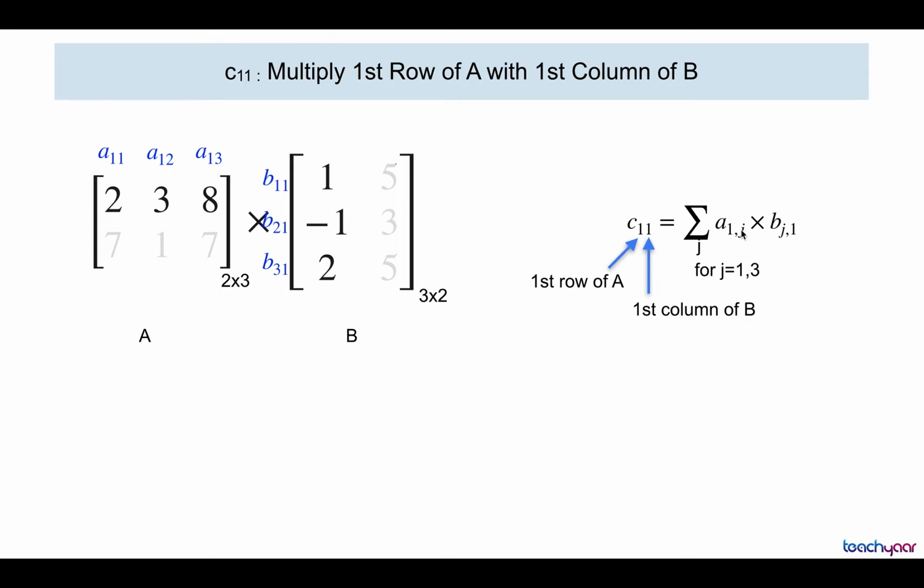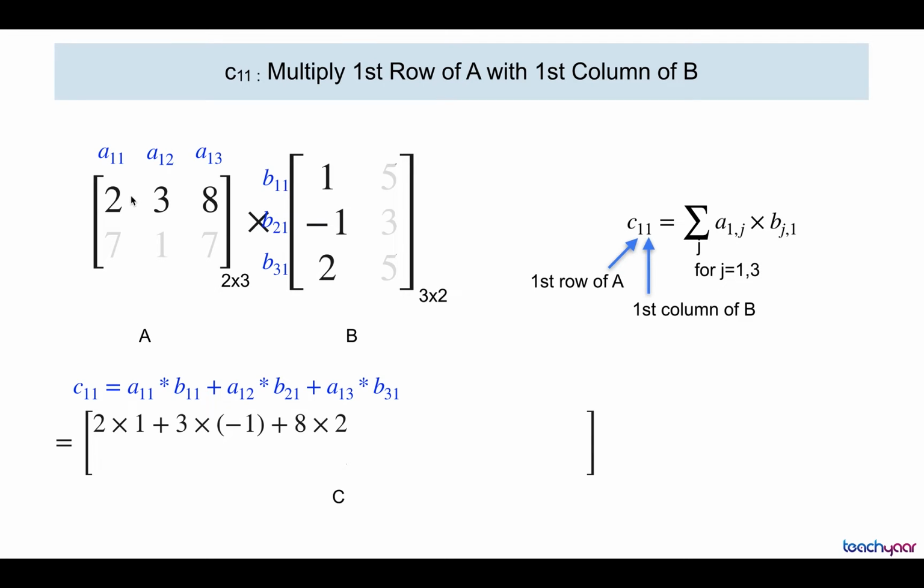It's the sum over each of the j's, and this is a notation that indicates you have to sum over each of the j's. To get C11, you take all the elements of row 1 of A, and you multiply each element with the corresponding element in the first column of B. And the reason you have j and j here is that you have to multiply by the corresponding elements.